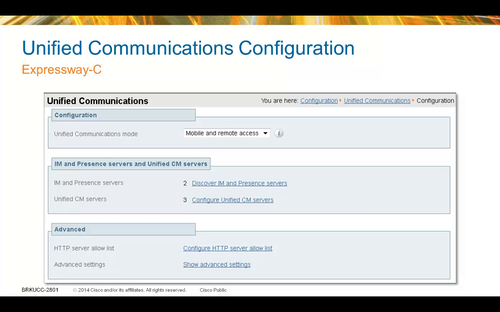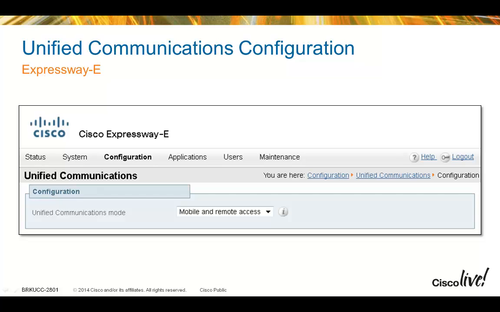So here's this new Unified Communications menu on the C, and the config is mostly on the Expressway C. There are a few things to do on the E. You can see this is the dashboard of setting it up, where I'd enable the mode. This is where I'd click to discover my IM and presence servers, click to discover my Communications Manager servers, and some of the other advanced settings.